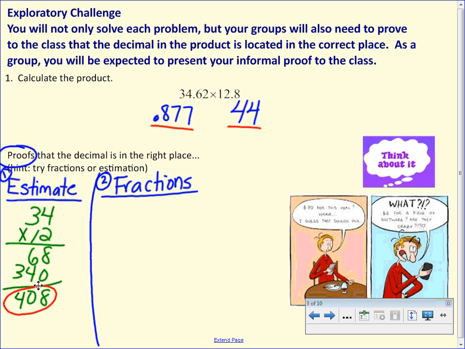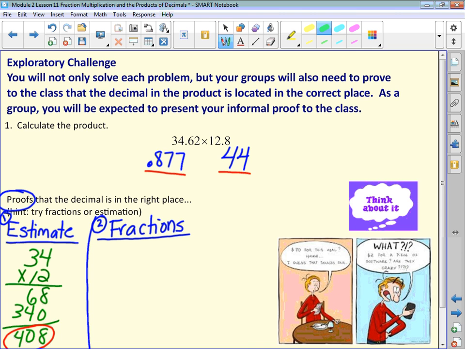How do I write this as a fraction? Well, 34 is my whole number, and that decimal is 62 hundredths. That's exactly what we worked on earlier in the week. Let's take a look at this second decimal. How can I write that decimal as a fraction? Well, 12 is my whole number. How do I write 0.8 as a fraction? That's right, 8/10.